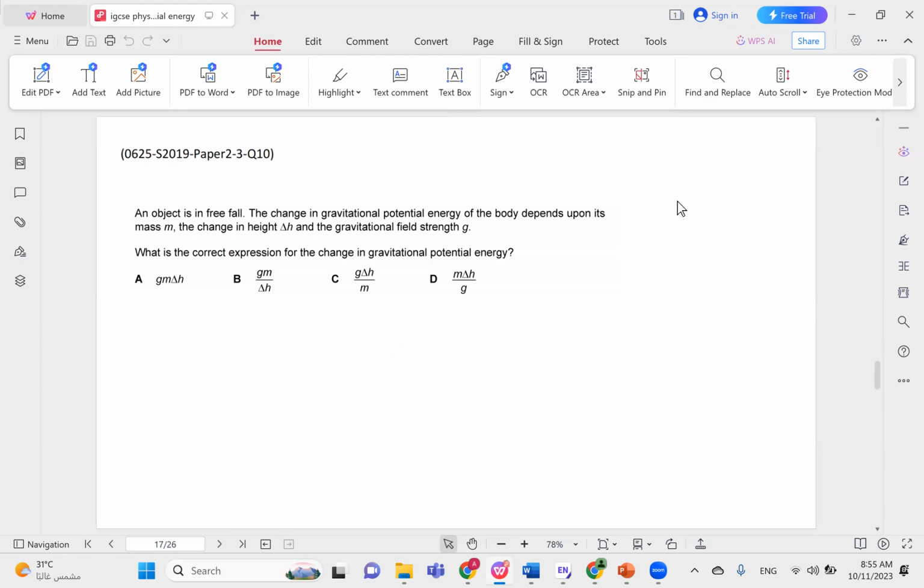An object is in free fall. The change in gravitational potential energy of the body depends upon its mass, the change in height, and the gravitational field strength, which is exactly what we just said. What is the correct expression for the change in gravitational potential energy? So as we just explained, the gravitational potential energy is mgh, or more accurately, mg delta h. This triangle here is called delta, and it means change. Because potential energy is measured relatively, we do not care about the actual height, we care about the change in height. But this is a bit of an advanced concept. You don't really need to worry about it for now. So anyway, the correct choice here would be choice A.